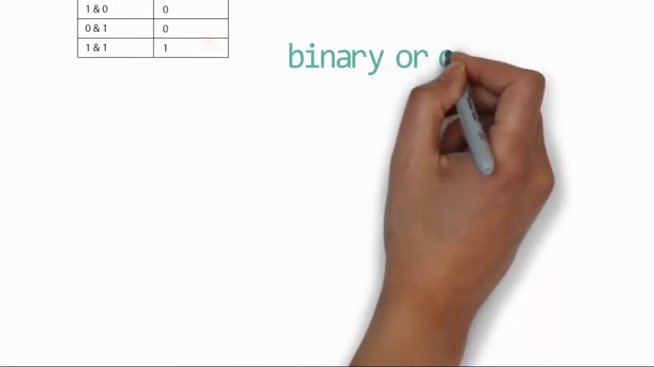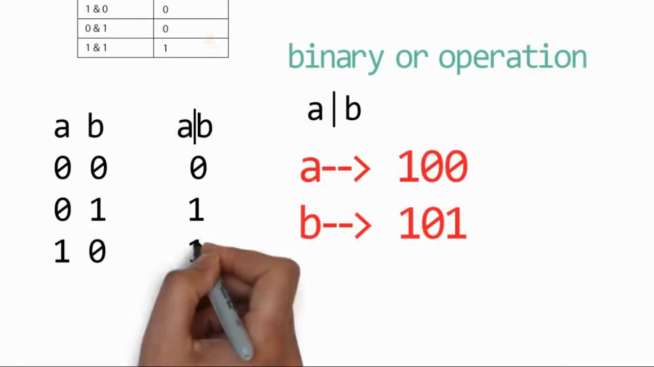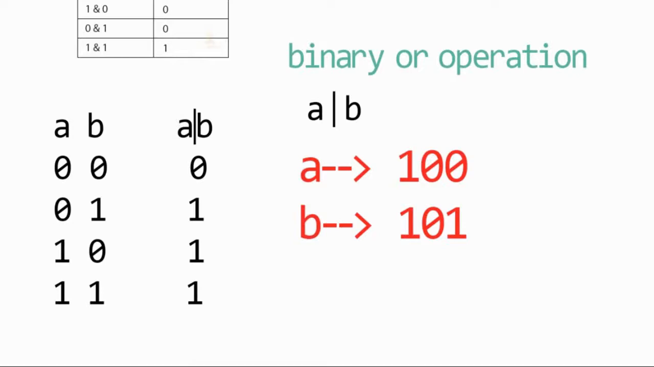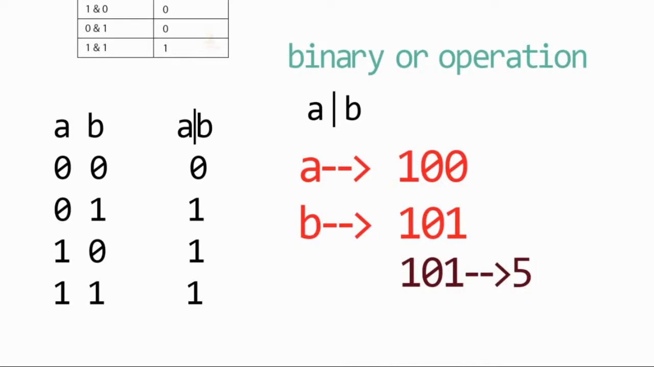Now we'll see about the binary OR operation. The same example we are taking here also. This is the bitwise implementation table for the OR operation. Here when any one of the inputs is 1, the output will be 1. Now see the example: 1 and 1 gives 1, 0 and 0 where no 1 is present, so the output will be 0, and 0 and 1 gives 1. So this is the decimal representation of the value 5. Hence 5 is produced as output.